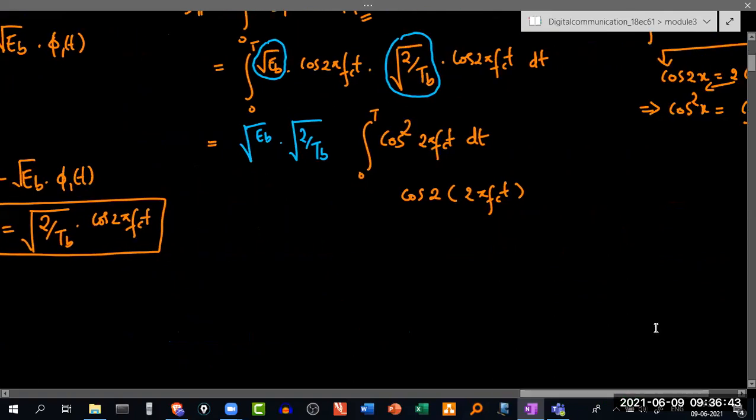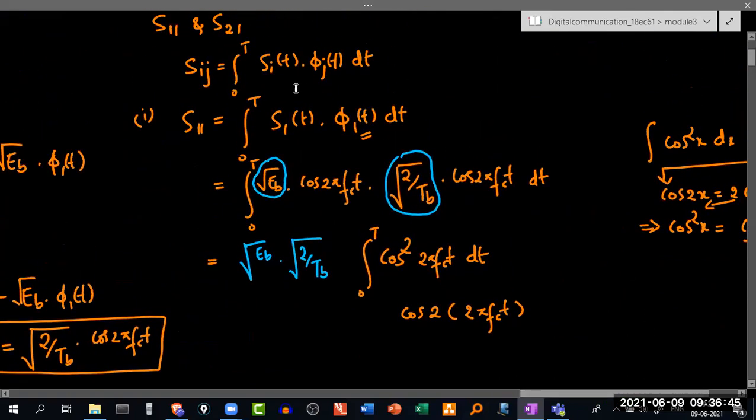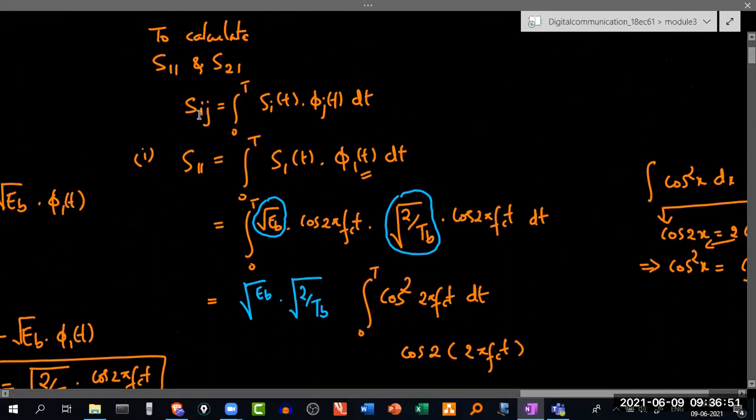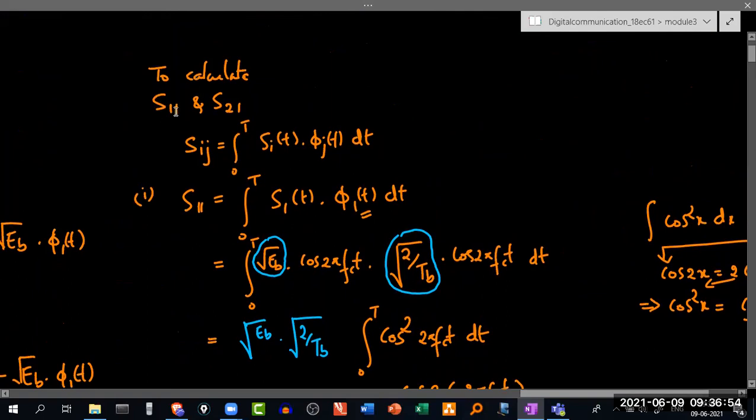And in our previous class, we were about to discuss the mathematical way in which we can extract those coefficient values. In order to extract these coefficient values S11 and S21, we will make use of Gram-Schmidt's orthogonalization procedure equation, where Sij can be found by integrating signal Si of t into phi j of t. So I got to integrate this product term over the interval 0 to T. In turn, I'll have this coefficient value. In order to calculate this S11, we will substitute. Here both j and i values are equal to 1.